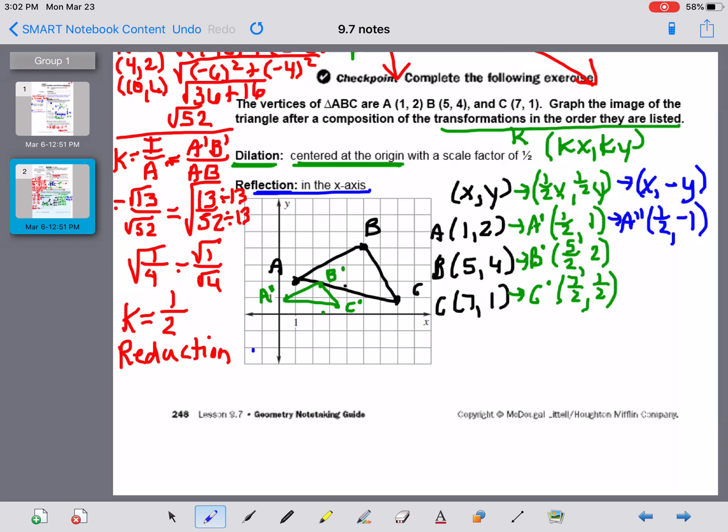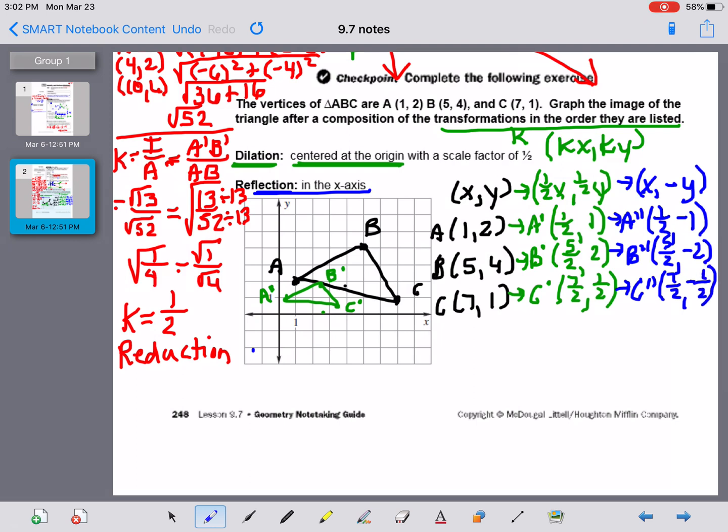For my B double prime, my x is going to stay the same at 5/2, and my y is going to go opposite, so negative 2. And finally, for my C double prime, I'm going to leave my x the same at 7/2, and my y is going to go opposite sign, which is negative 1/2.